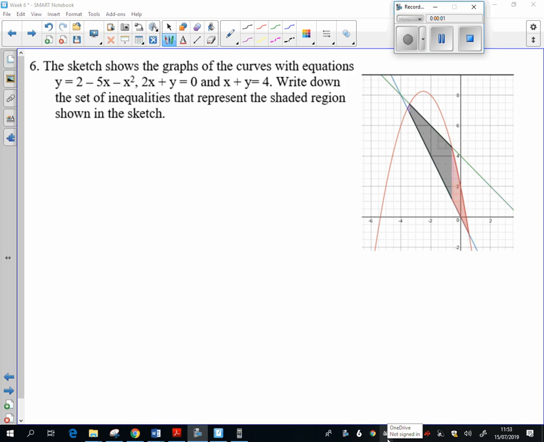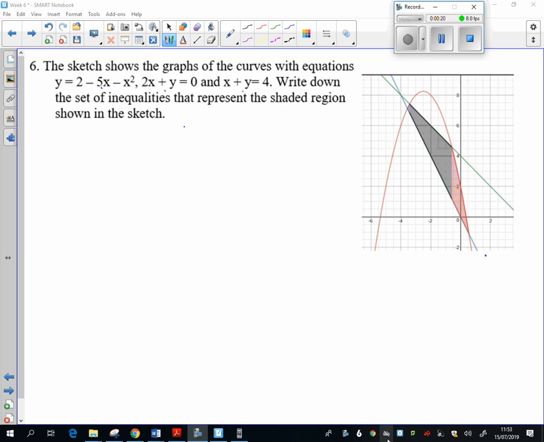Right, so another graphical inequality. All of these are solid lines. I don't know how easy that is to see on the PDFs, but they are all solid lines. And I've been given the three equations. So my first thing is to match each of these three equations to the three lines that are on the graph.